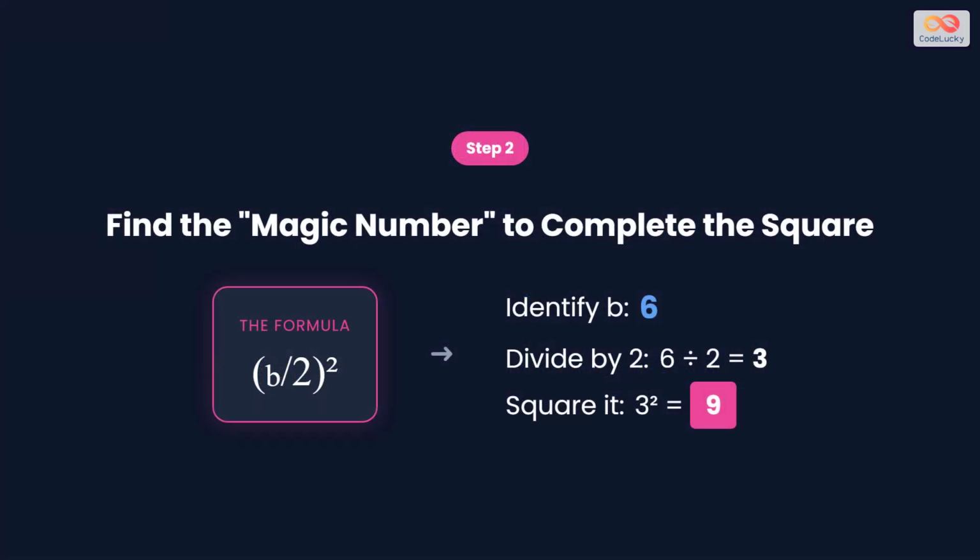Now for the crucial step, finding the magic number that completes the square. We use the formula b divided by 2 all squared. In our example, b is 6. 6 divided by 2 is 3, and 3 squared is 9. So 9 is the number we need.